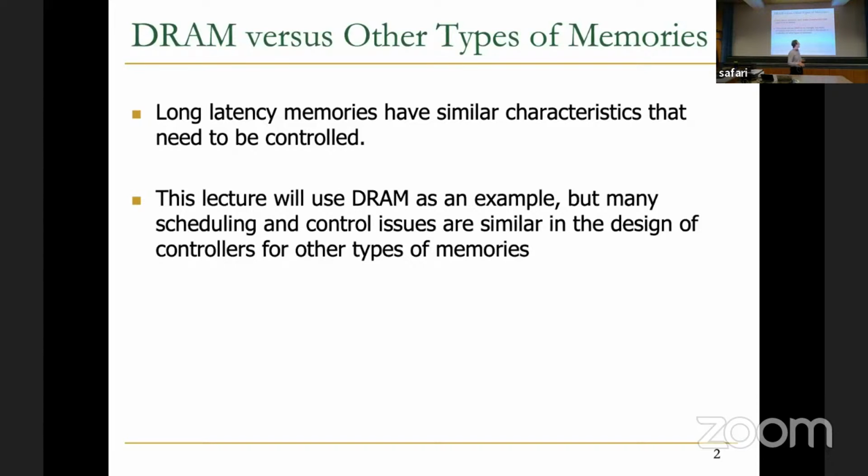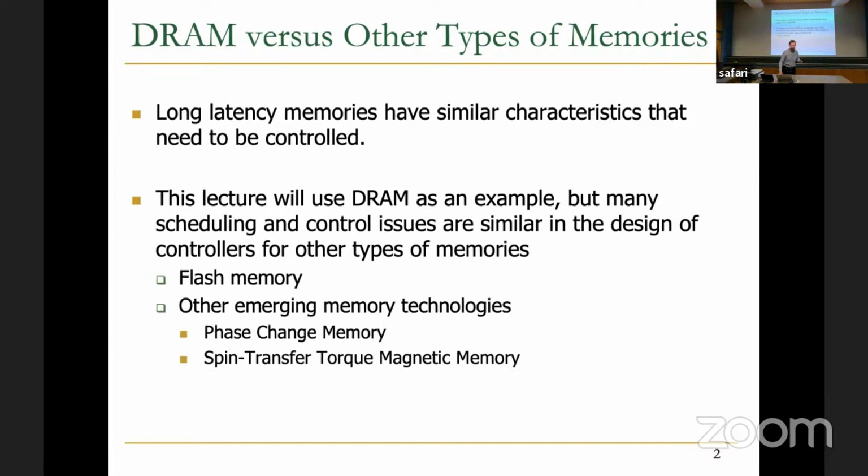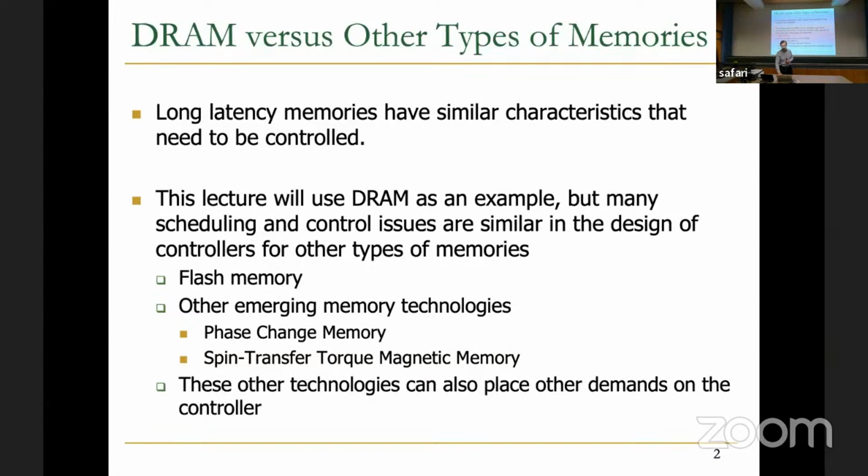In this lecture, we're going to focus on DRAM again. But as I said, many of the things that we have been discussing in this course are applicable to other memory technologies also. We just need to think a little bit differently and consider the constraints of other technologies. I'll give you an example in the next slide. It could be flash memory. It could be other emerging memory technologies, which we're going to cover hopefully tomorrow. We'll see how far along we get. There are many interesting emerging memory technologies, and some of these technologies place other demands on the controller as well.